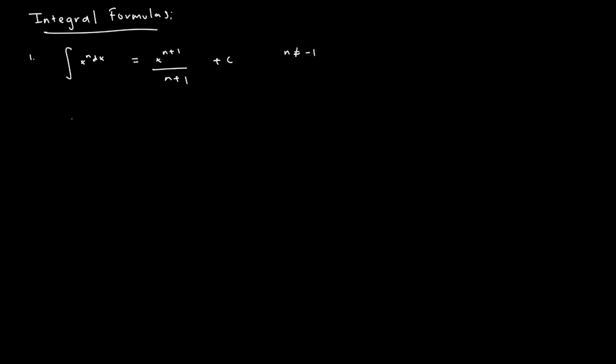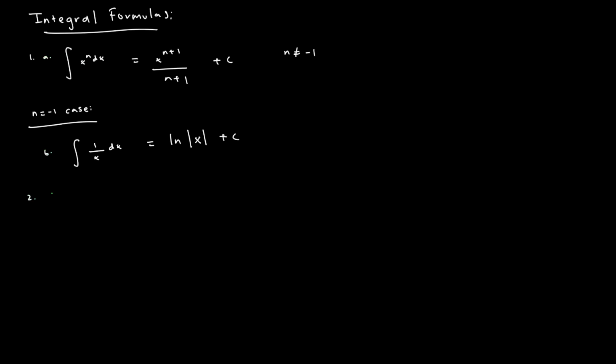When n is equal to negative 1, we actually have something else. So when n is equal to negative 1, what we have is 1 over x dx, right? Because this is x to the power of negative 1. That actually evaluates to the natural log of the absolute value of x. Remember the absolute value, because that's important, plus c. So those are our two integral formulas involving power functions as our integrands.